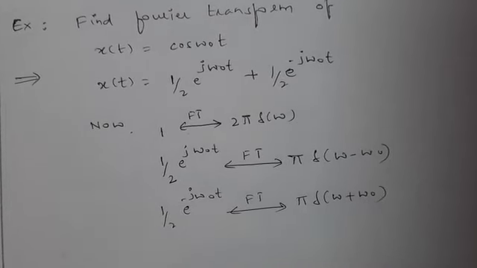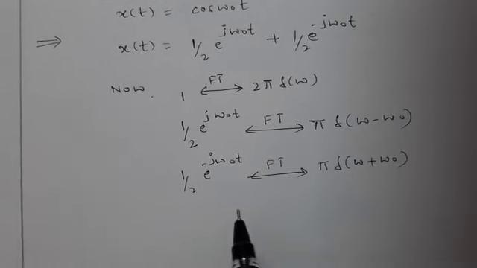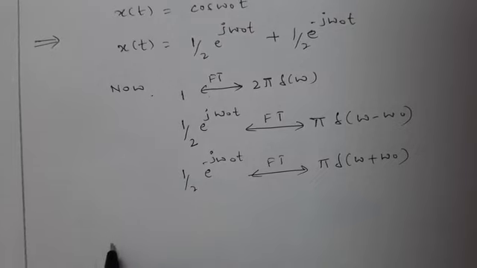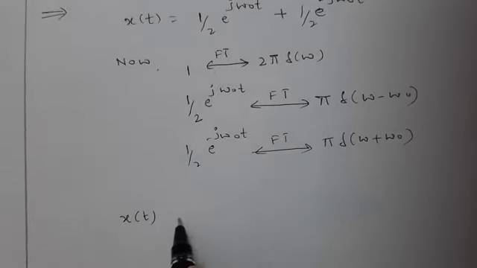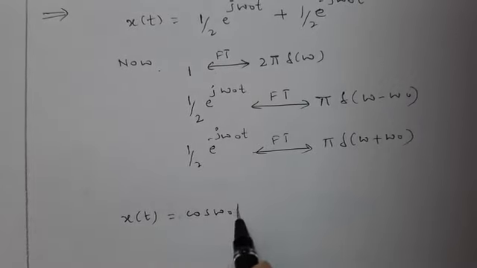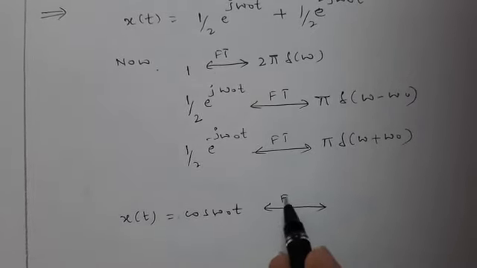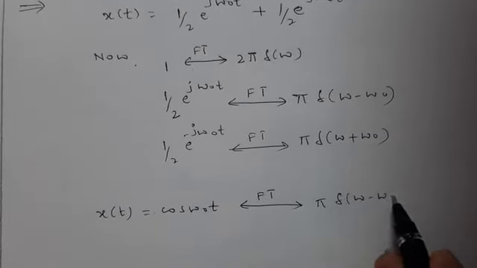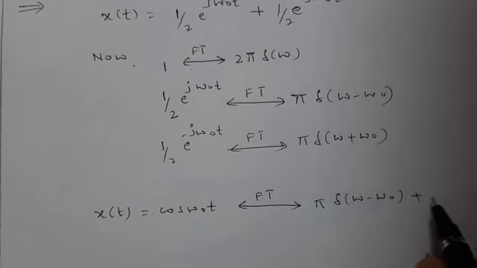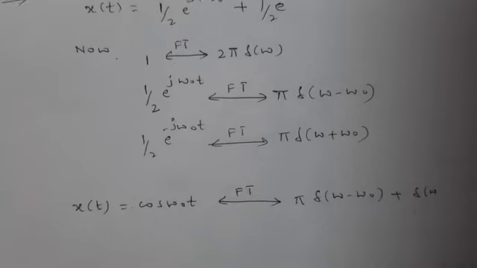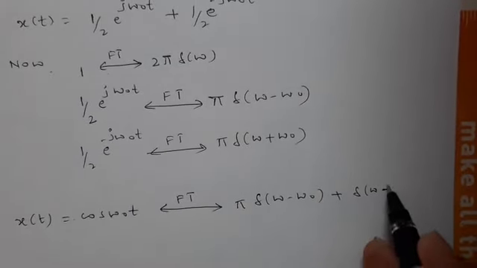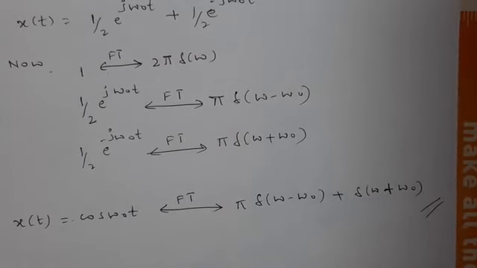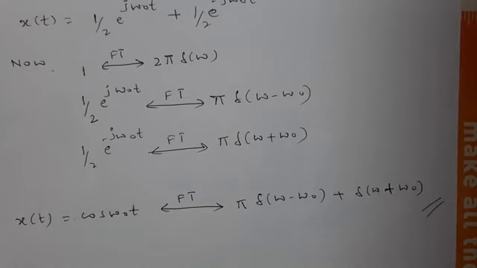So basically the Fourier transform of x of t, which was cos omega naught t, is pi times delta of omega minus omega naught plus delta of omega plus omega naught. Okay, so we'll go for the next example.